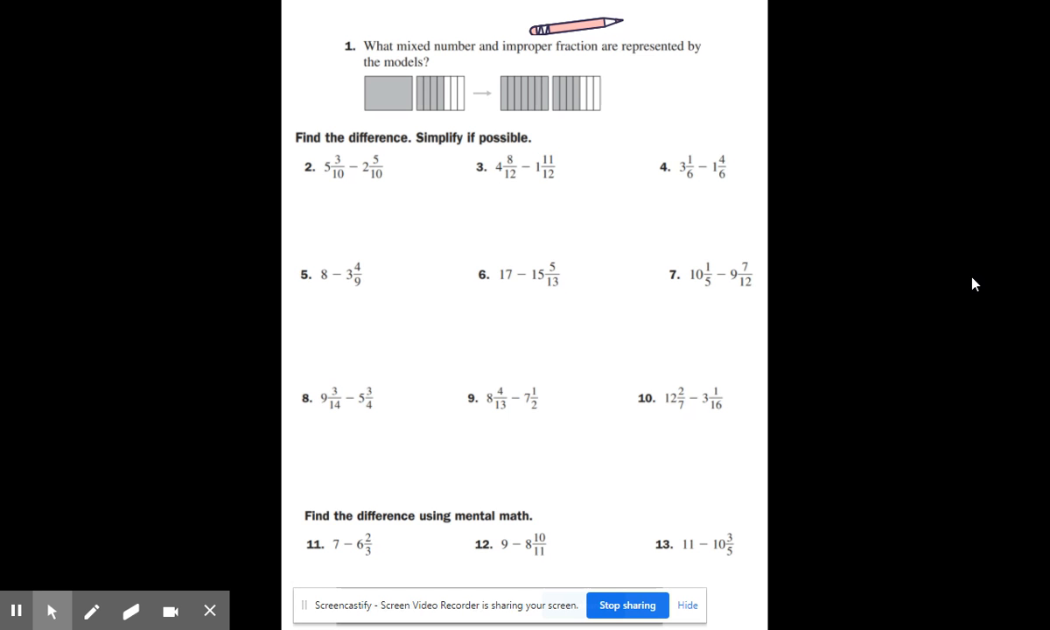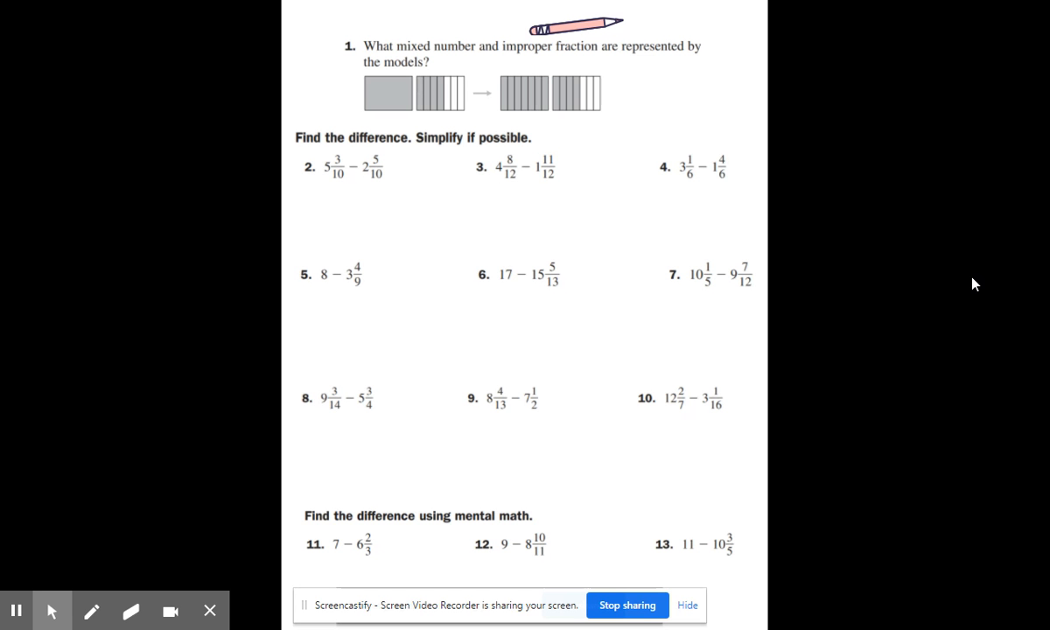So if we look at that first example, it says what mixed number and improper fractions are represented by these models. So you have a whole, and then you have 1, 2, 3, 4 out of 7 equal pieces. Is 1 and 4 sevenths the same as 1, 2, 3, 4, 5, 6, 7, 8, 9, 10, 11, 12 sevenths? You just took that whole and you broke it up into 7 equal pieces, didn't you? So that you had the same number.